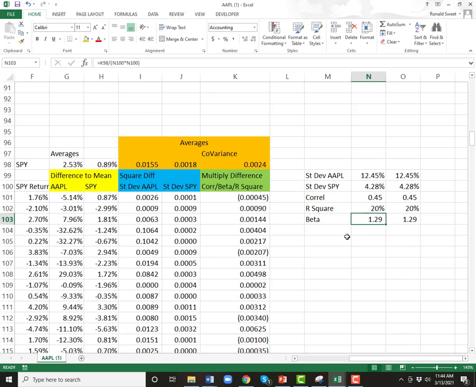Now we're going to talk quite a bit about beta. We will not be using R squared, correlation, and standard deviation in the rest of our class.